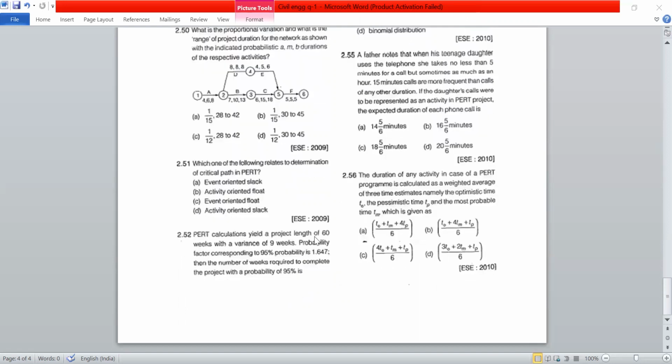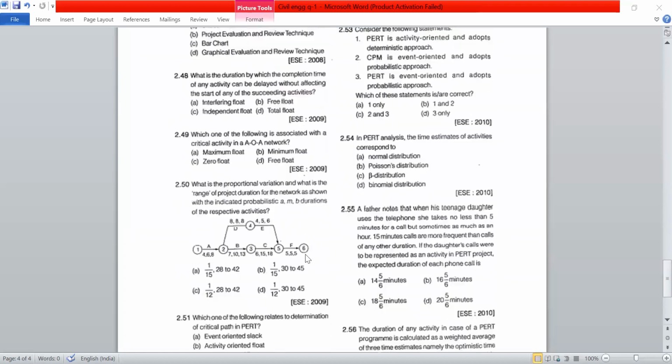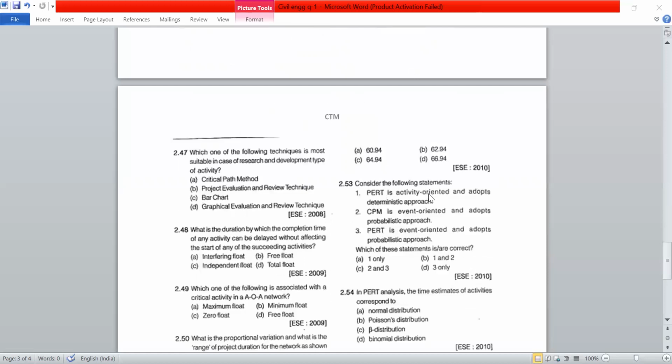PERT calculations yield a project of 60 weeks with variance of 9 weeks. Probability factor corresponding to 95% probability is 1.647. Then the number of weeks required to complete the project with a probability of 95% is 64.94.